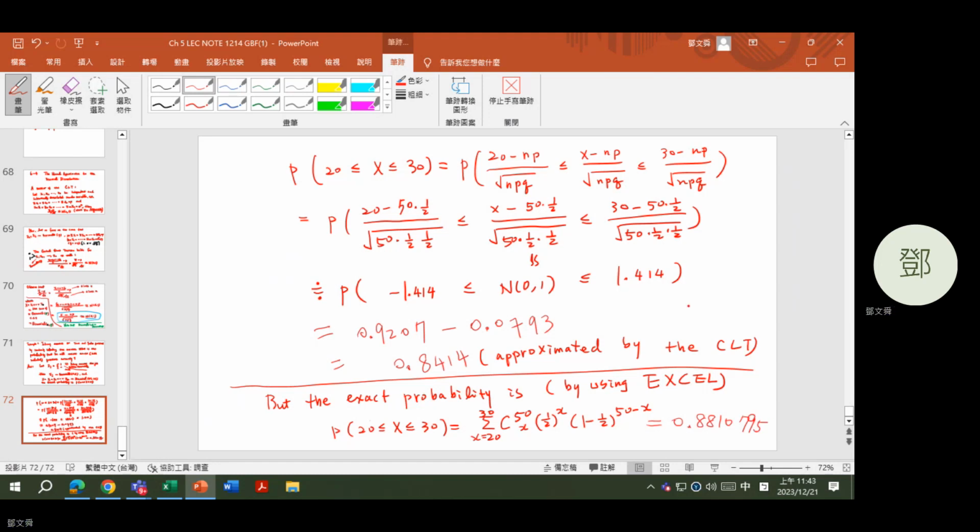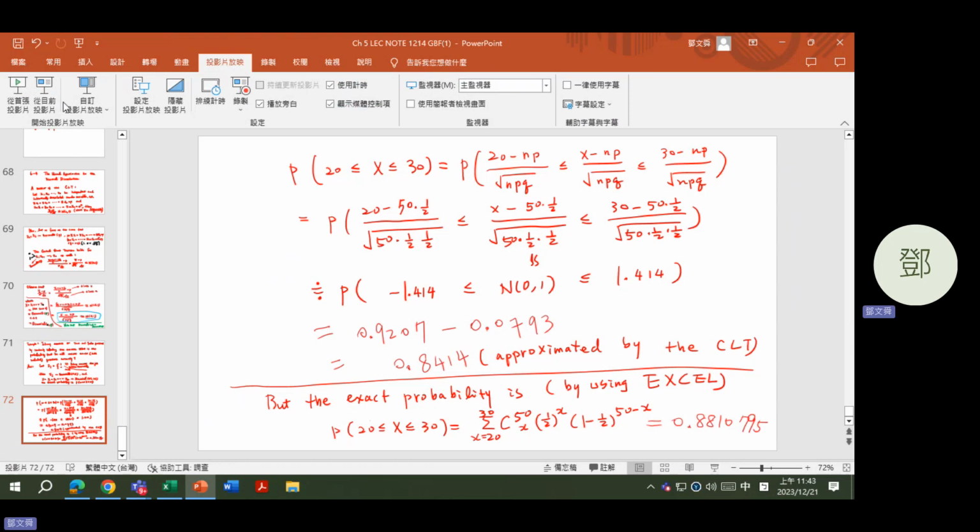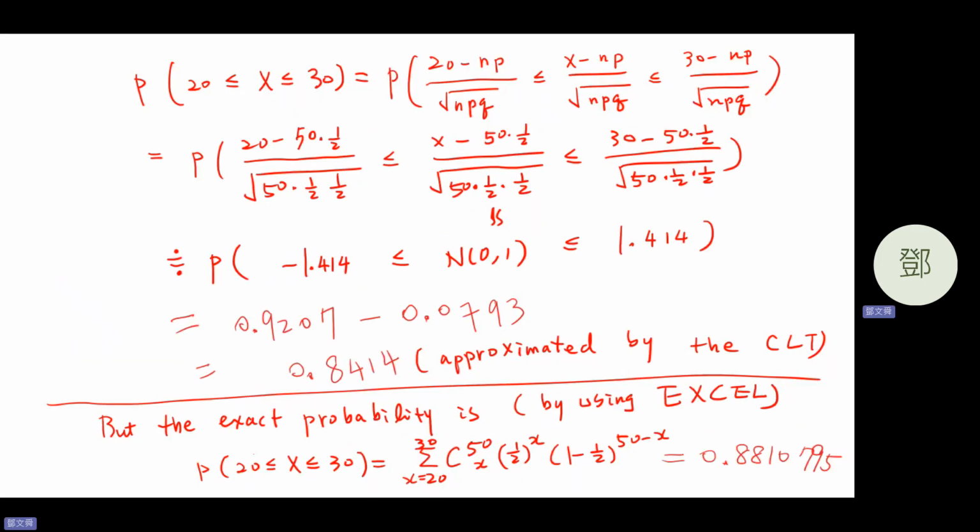Unfortunately, we can see that the approximation is not good enough. Why? Because the probability approximated by the central limit theorem is 0.84 something. And now it is 0.88 something. It's so different. Not close enough. How to correct the problem?